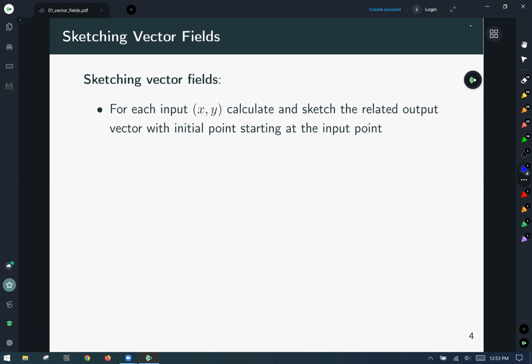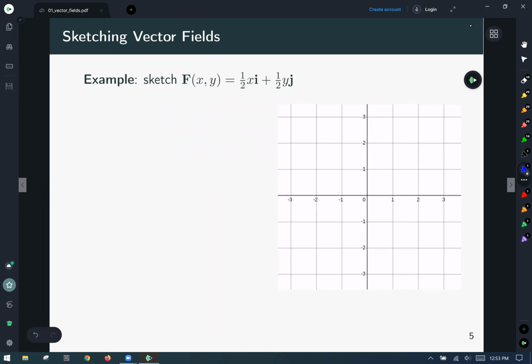Okay, so if we're asked to sketch a vector field, I won't ask you to sketch anything in 3 dimensions, but sketching them in 2 dimensions is a pretty good exercise. As with many things, making a table is a very nice way to organize things. For each input ordered pair x, y, you calculate and write down and then sketch the related output vector, with the initial point of the output vector starting at the input point. Oftentimes after you sketch a few and get the idea of what's going on, you can scale down your vectors, and it's going to make it more clear what's actually happening.